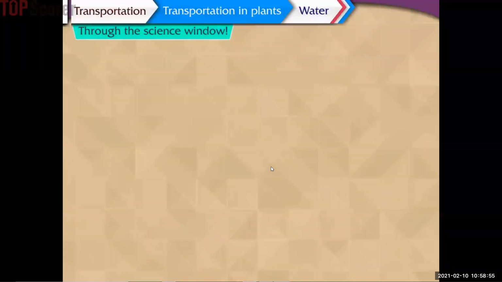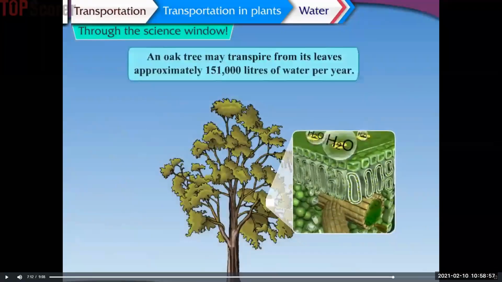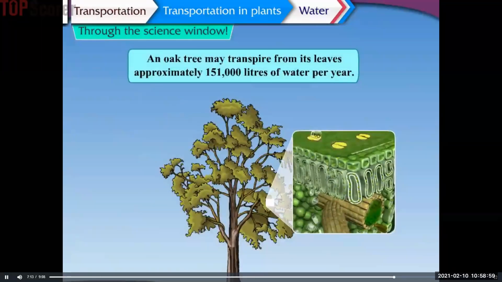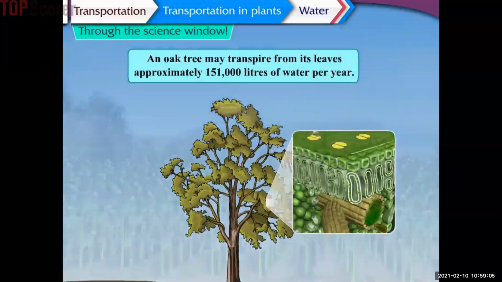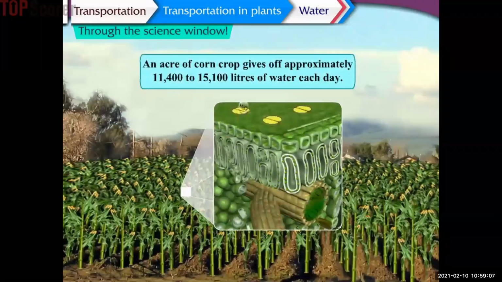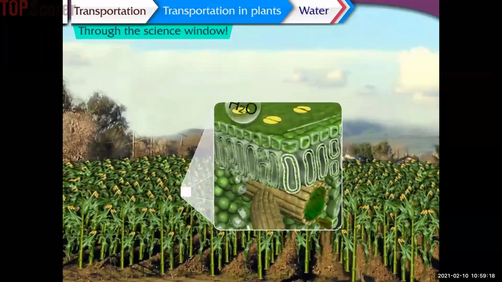Through the science window: an oak tree may transpire from its leaves approximately 1,51,000 liters of water per year, while an acre of corn crop gives off approximately 11,400 to 15,100 liters of water each day. Now let us proceed to learn about the transport of food and other substances in a plant.